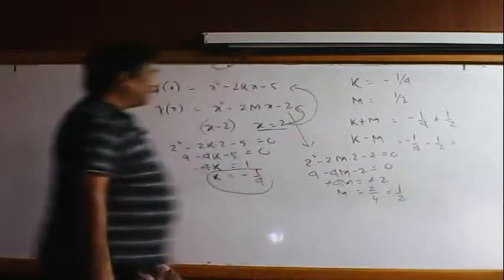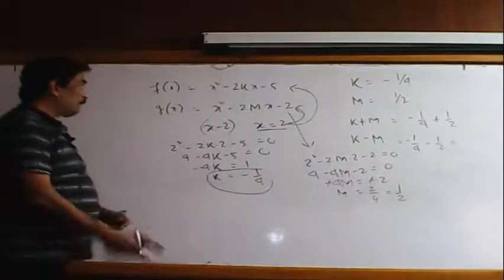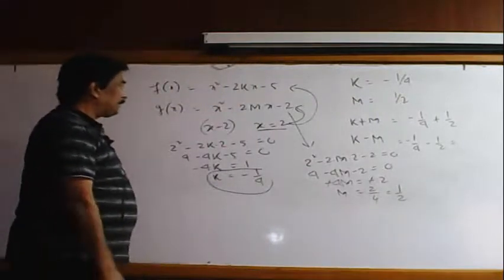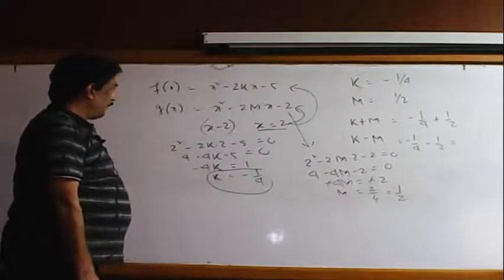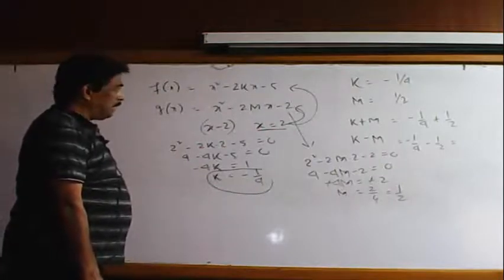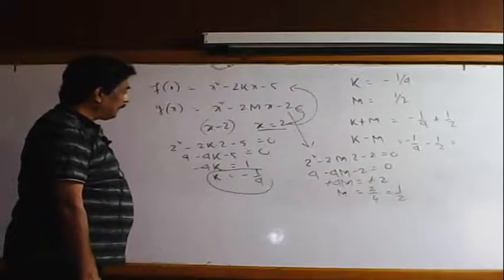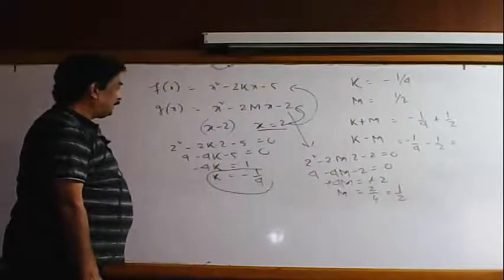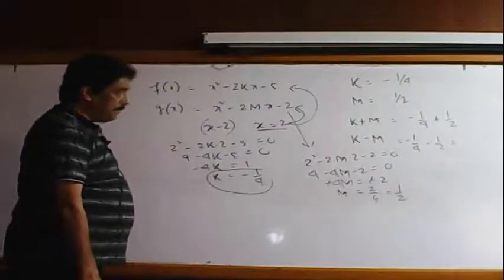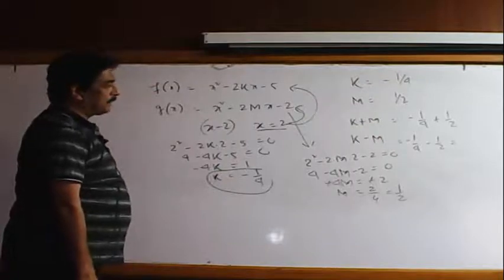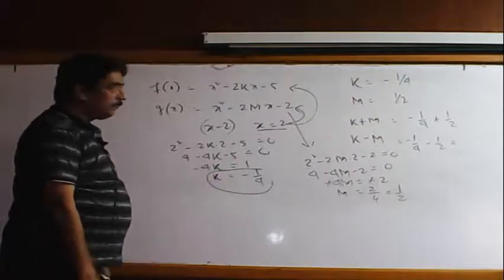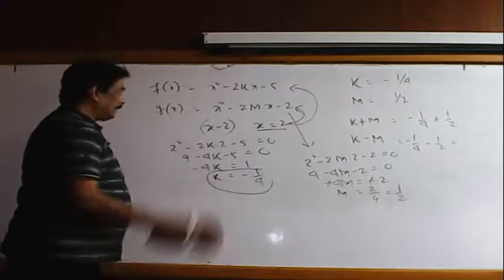So they can ask any question. Most important pattern: fx equal to x square minus twice kx minus 5 and gx equal to x square minus 2mx minus 2 having common factor x minus 2. Then what is the value of k? What is the value of m? What is the value of k plus m or k minus m? Am I clear? So next illustration.